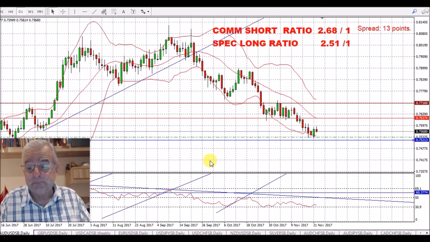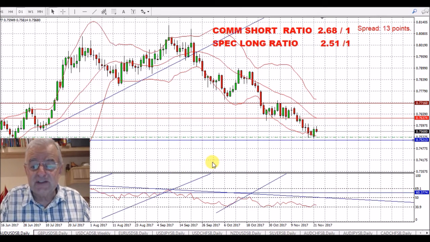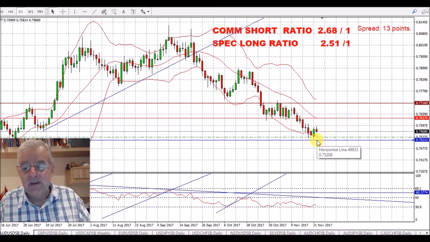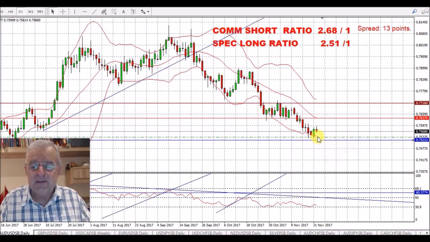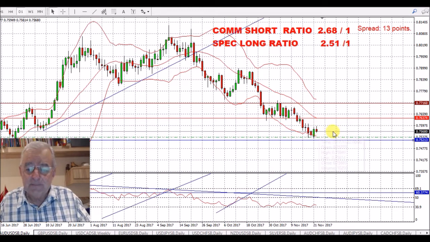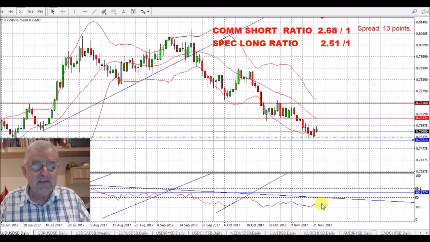But we'll start off as ever with the Australian dollar. We've got a little bit of support below this, and we've had a few days now where we've sort of hung to it and started to climb yesterday. I am expecting a little bit of a bounce back, perhaps.